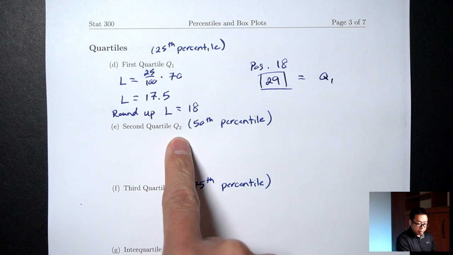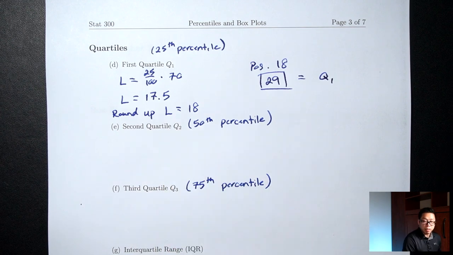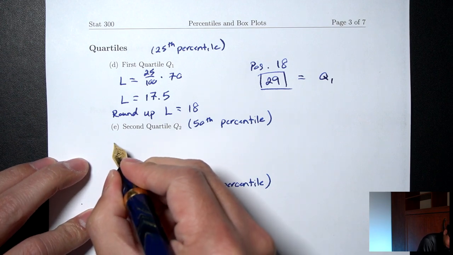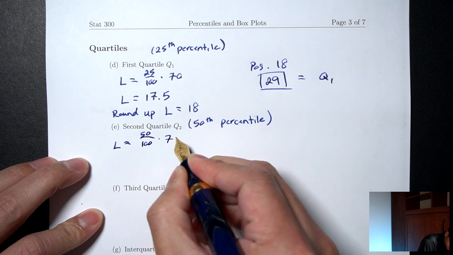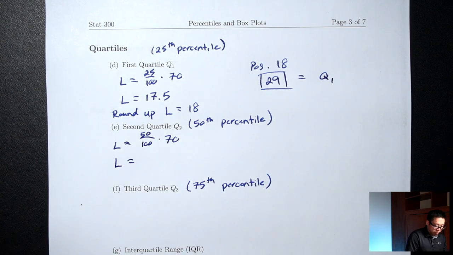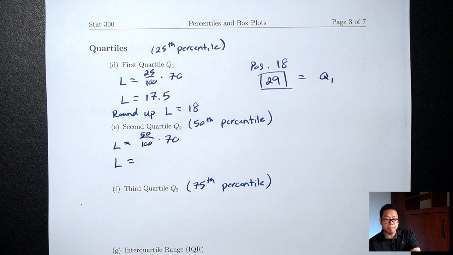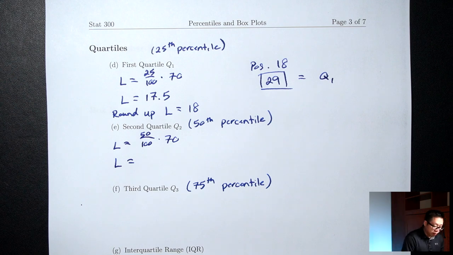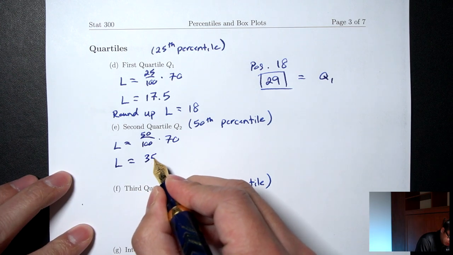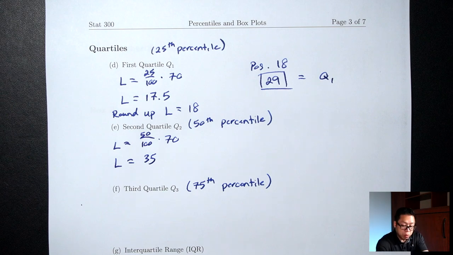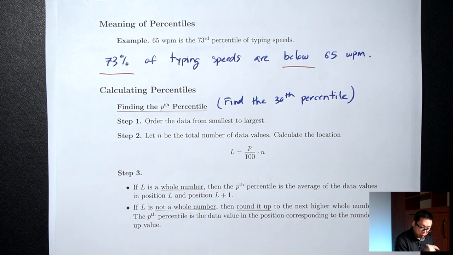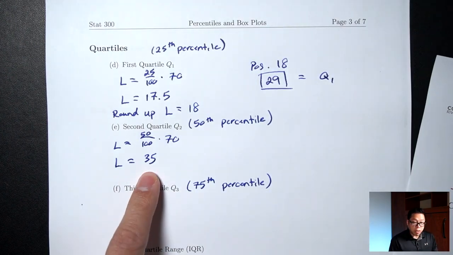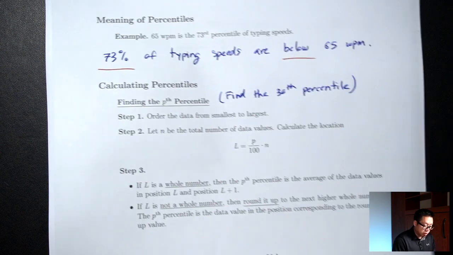Second quartile, we're gonna do exactly the same thing, except with 50 as our P. So first thing we'll do is L equals, instead of 25, 50 over 100 times 70. That's 35. We're not done, that was just step two. Step three says, if L is a whole number, do this. If L is not a whole number, do that. L here, 35, is a whole number. So this time we'll do the first part.